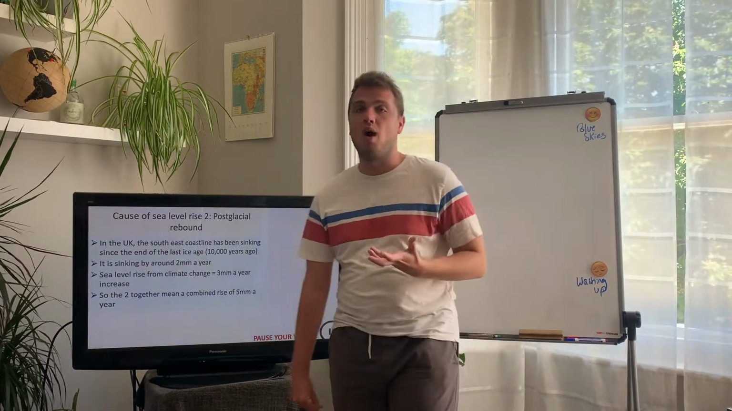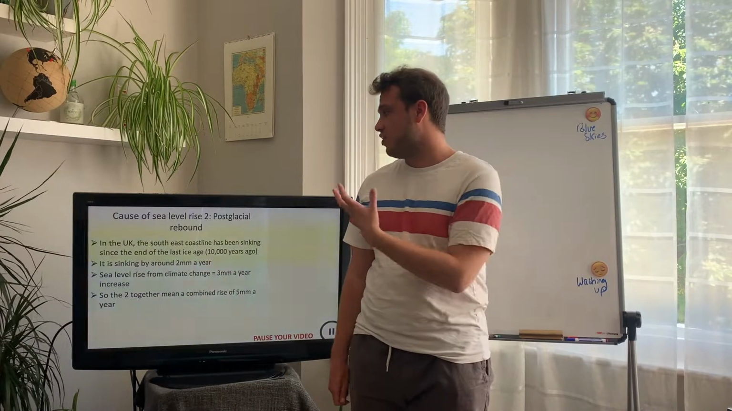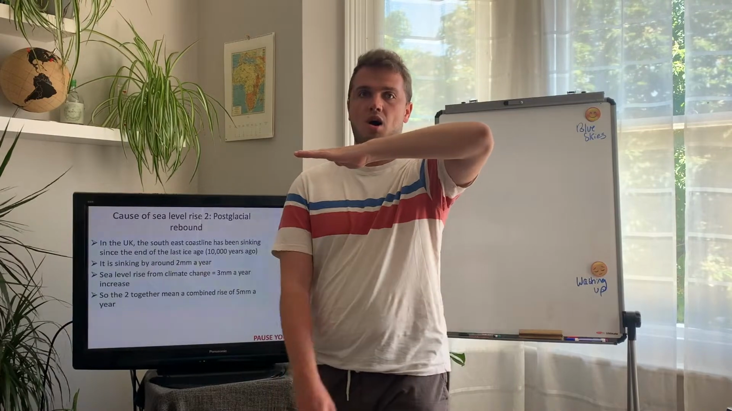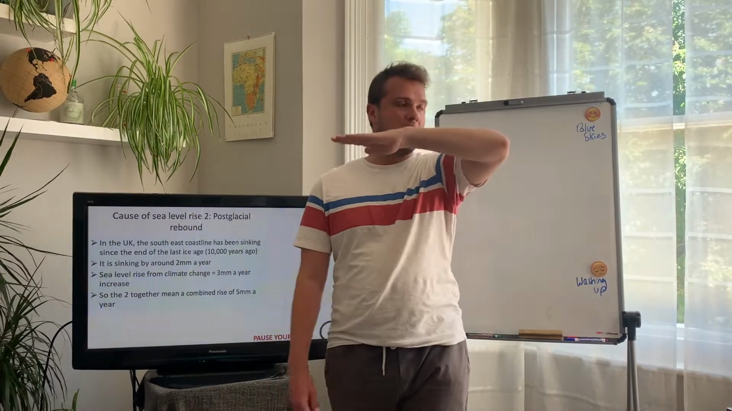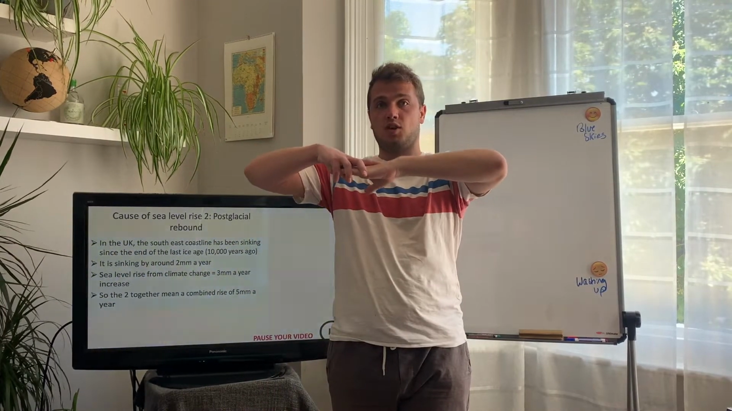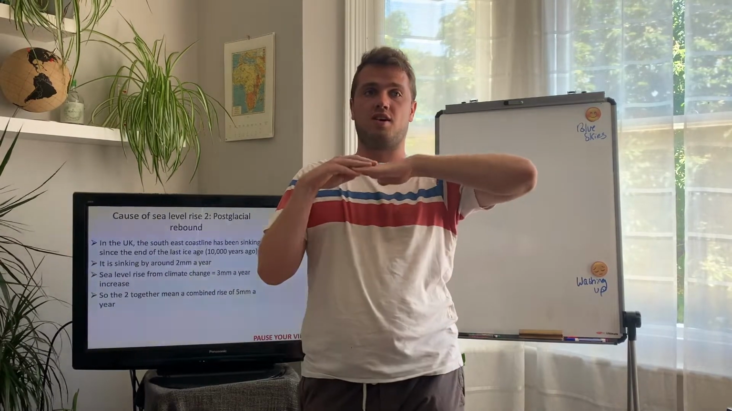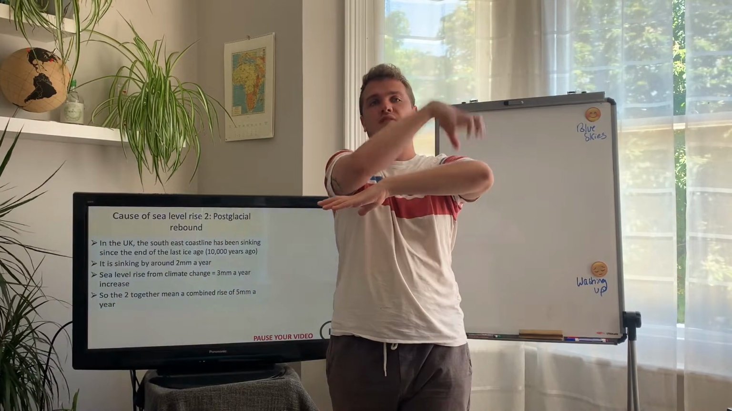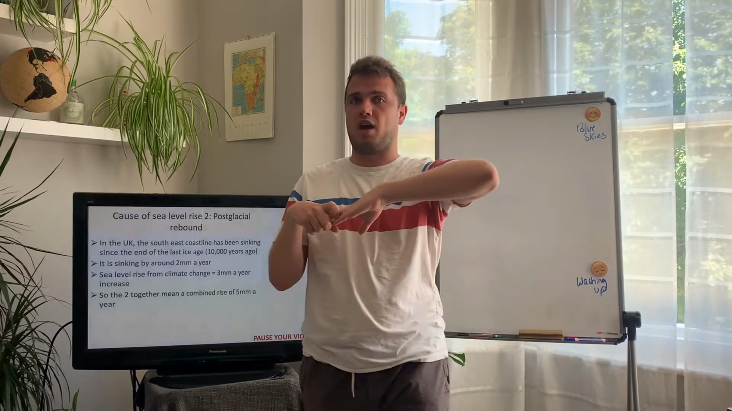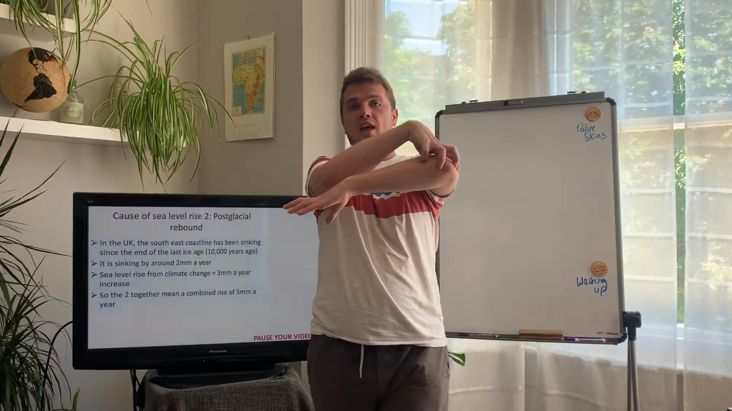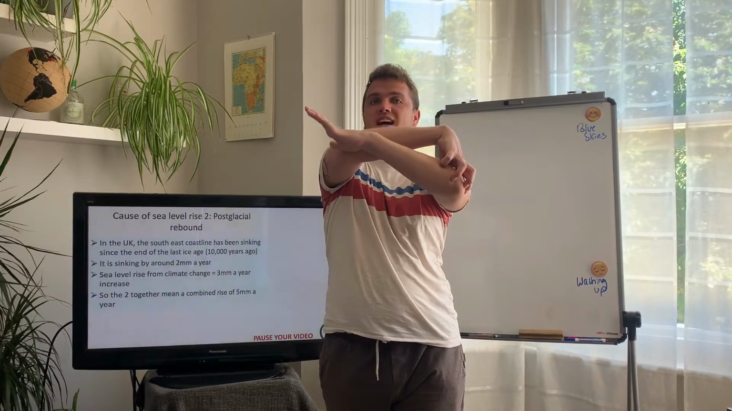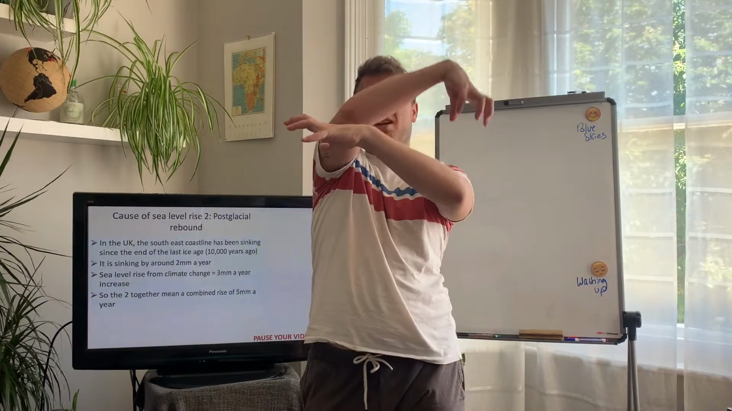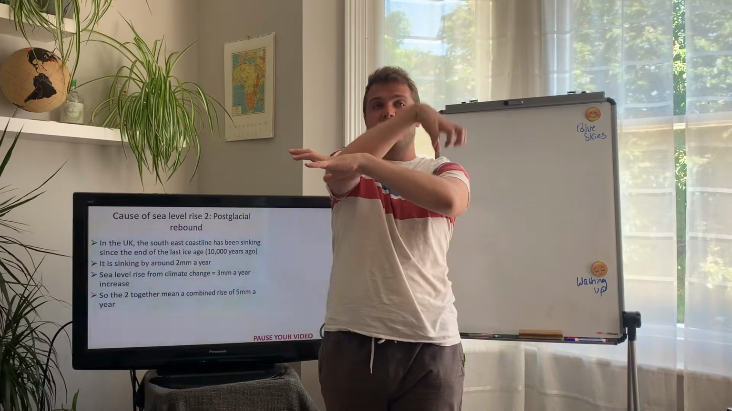Now, the reason why the south of the UK is sinking is like so. Here's my arm. My arm's like a giant seesaw, okay? And this is the UK. If you imagine in our last ice age, the north of the UK had loads and loads of ice on it, considerably more than the south of the UK. So that meant that the north of the UK was heavier, which meant that the south of the UK was lifted higher up on our seesaw. So it was higher up in the south of the UK because of all this ice in the north.